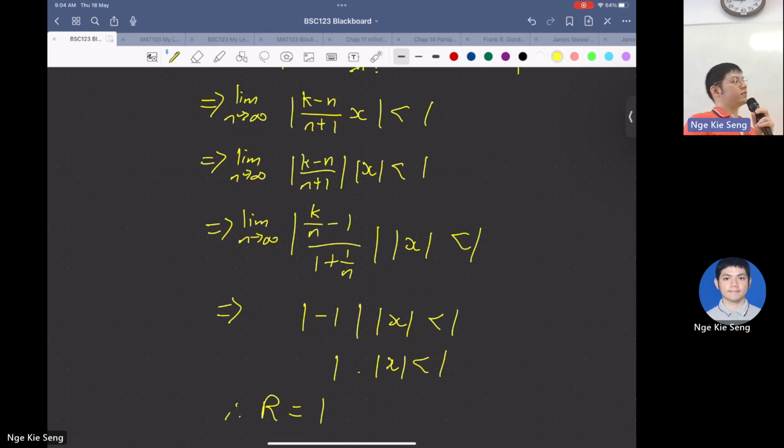If you want to check the interval of convergence, what do you need to do? You need to check the endpoints. For this question, it's quite complicated. Depending on what k is, the interval of convergence will change, and it is very hard. So it's fine.